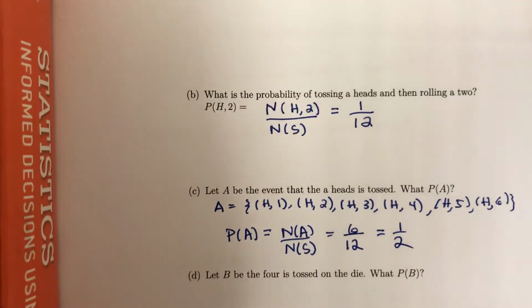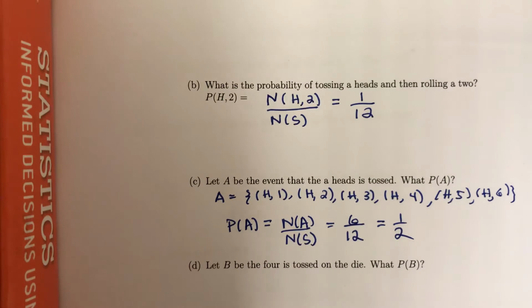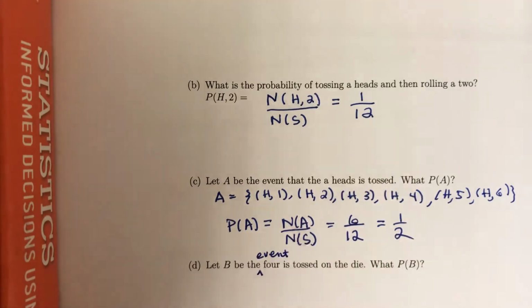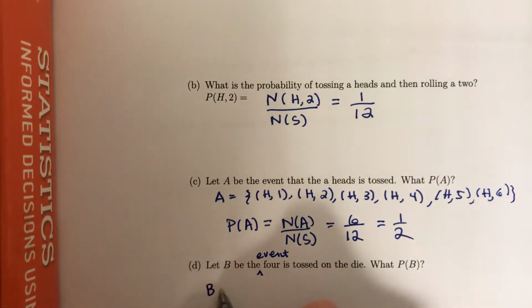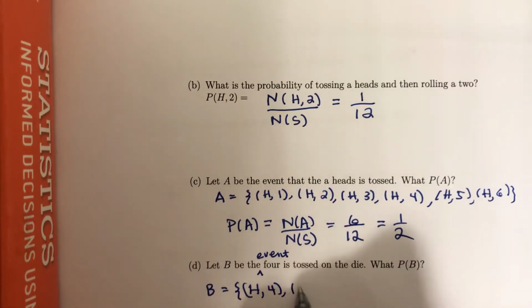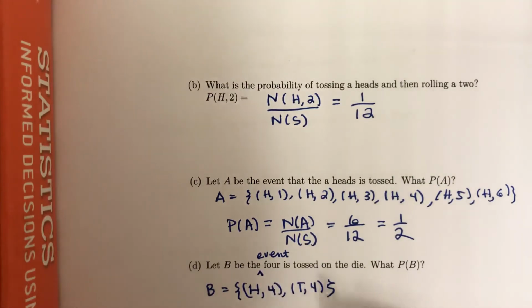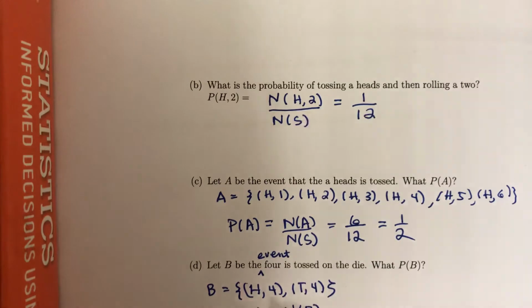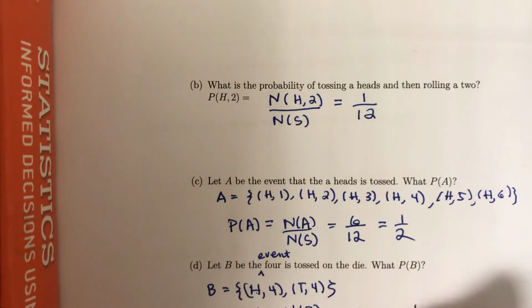And now let B be the event that 4 is tossed on the die. What is the probability of B? Well, let's list all the elements in B. So how can you get a 4? Well, you could have heads 4, and then you could have tails 4. So those are the two elements in B, the 2 ways you can get a 4 on the die. And then the probability of B is equal to the number of elements in B divided by the number of elements in S. So how many are in B? There's 2 elements. How many are in S? There's 12, and that reduces to 1/6.